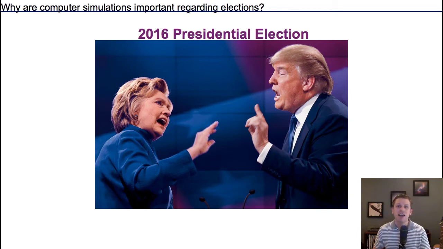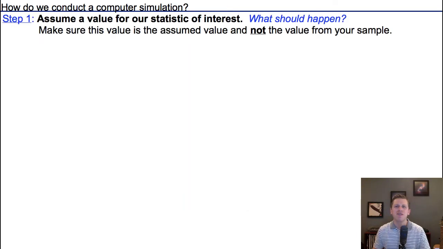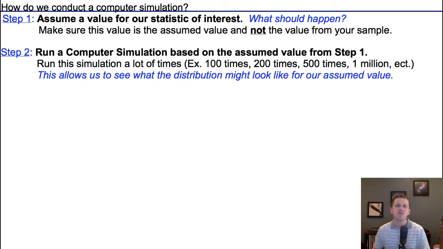Let's review how to conduct a computer simulation. The first step is to assume some value of interest. For elections, we're going to assume that we have 50% of the vote, but we're predicting what should happen. This what should happen, or this assumed value, is not what actually happened in our sample, but what we kind of want to happen. Step 2 is to run a computer simulation based on the assumed value.